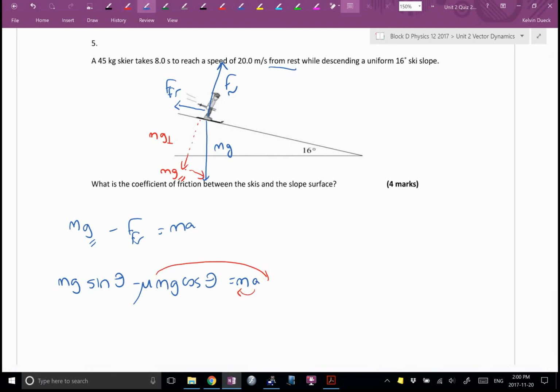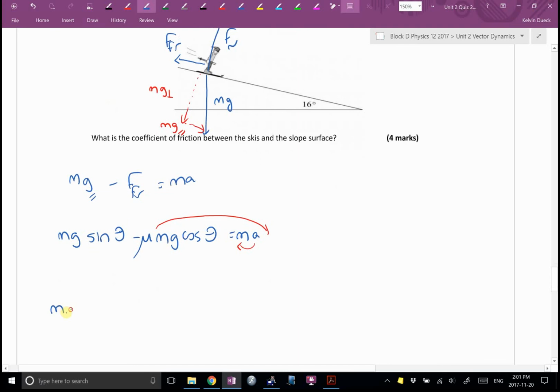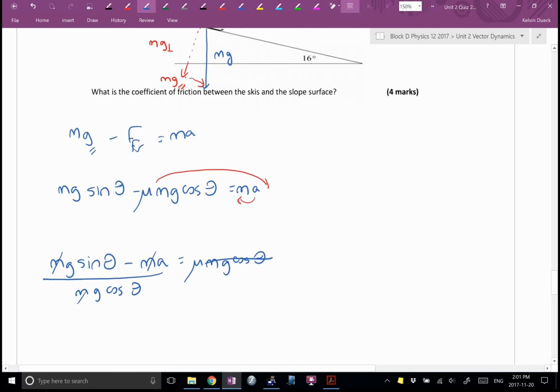That's going to give me mg sine theta minus ma. That equals mu mg cos theta. Although I guess to get the mu by itself, I'll just divide by mg cos theta. I guess, I wasn't paying attention. I really could have canceled out the m's. In fact, I could have canceled them out on the previous line. There is an m in everything.